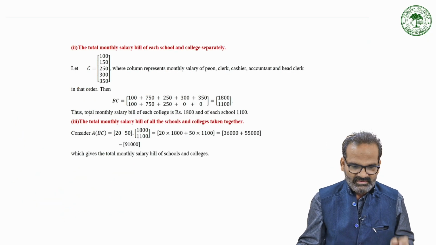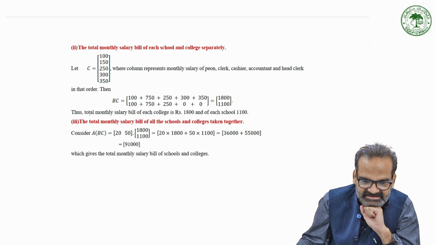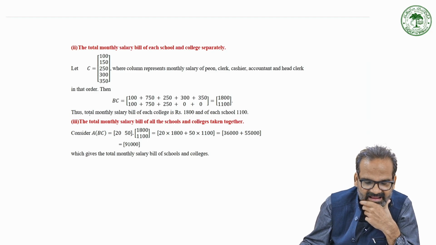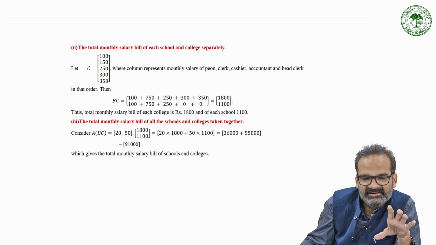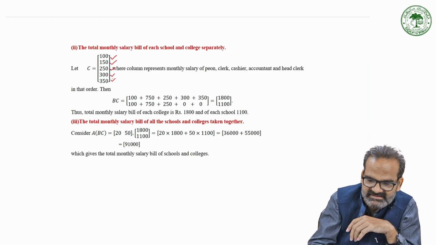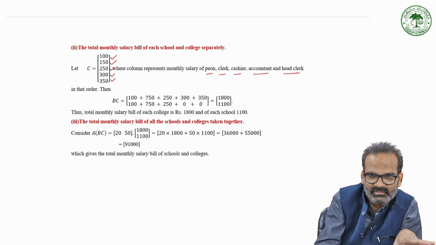Now take part 2. In part 2, what do we want to calculate? The total monthly salary bill of each school and college separately. So let us take C as 100, 150, 250, 300 and 350. This is the monthly salary paid to all 5 types of employees. It is given in the question, where the column represents the monthly salary of peon, clerk, cashier, accountant and head clerk.